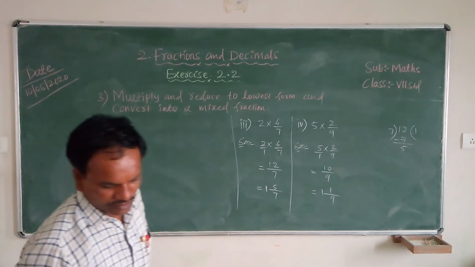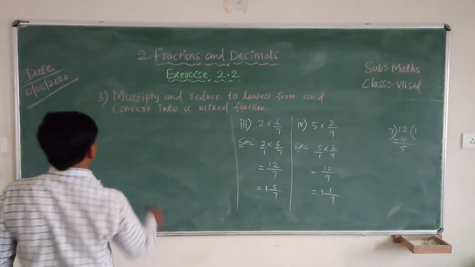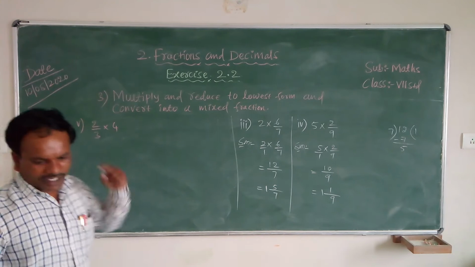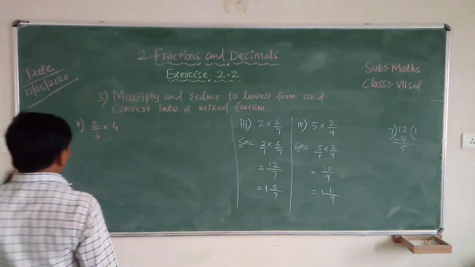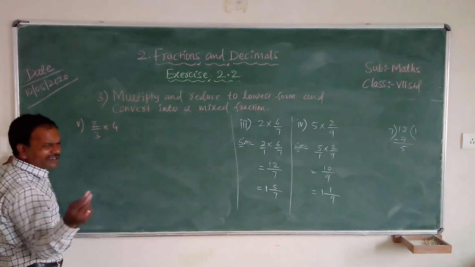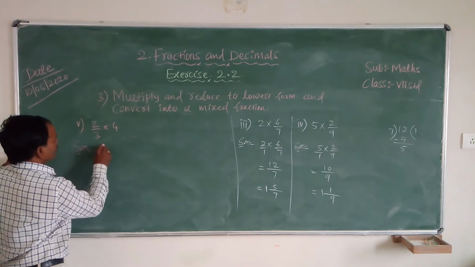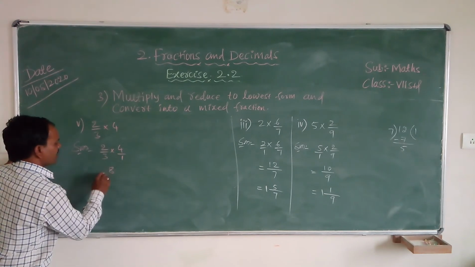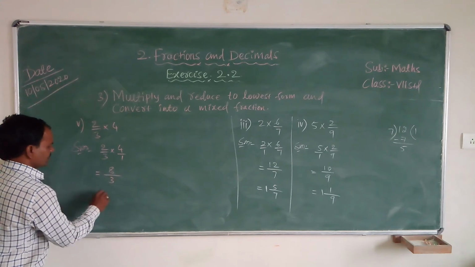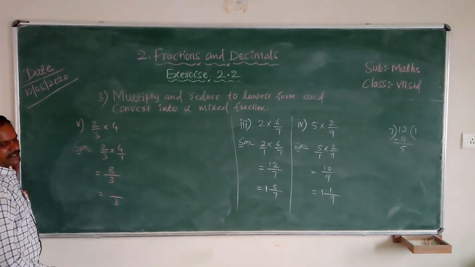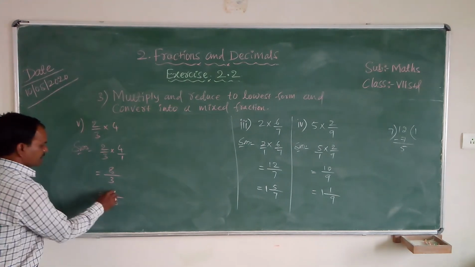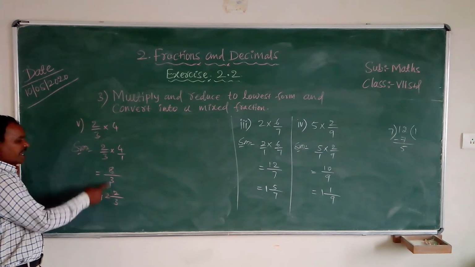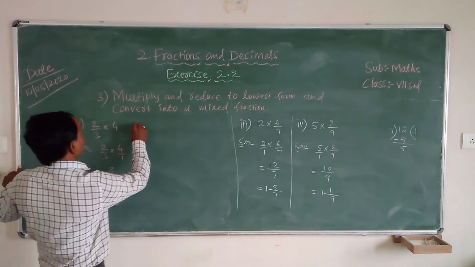So fifth one is 2 by 3 into 4. 2 by 3 into 4. So here a fraction and a whole number are there. Don't confuse them. 2 by 3 into 4, whatever denominator is 1. 2 4s are 8, 3 1s are 3. So is equal to the denominator 3 as it is. 3 2s are 6, 6 plus 2 is 8. 2 whole 2 by 3 is the answer. So like this. Next, sixth one.